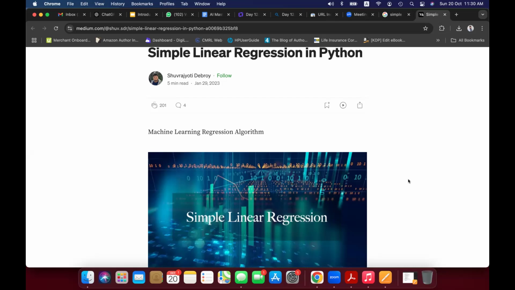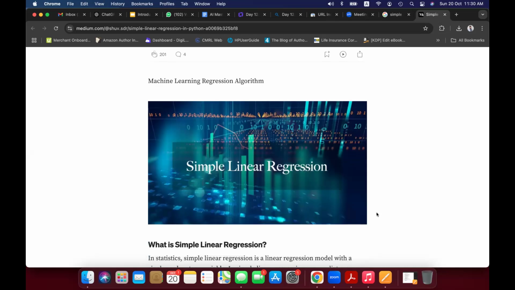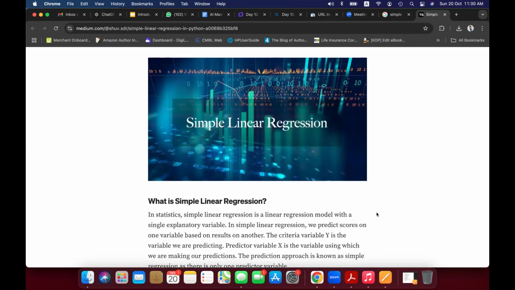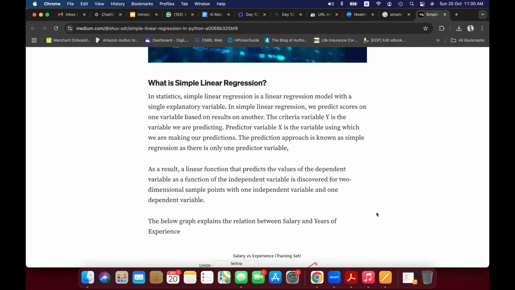That is one of the reasons we are using machine learning concepts for all our predictions. The first algorithm is the simple linear regression model. We'll see the theoretical context first, and even in the theoretical context there are many things to discuss, and then we'll go for the implementation. In statistics, simple linear regression is a linear regression model with a single explanatory variable.